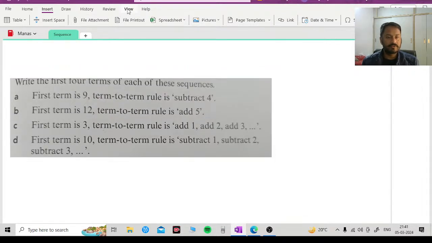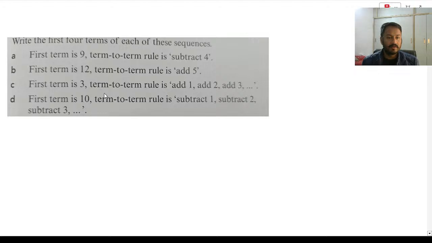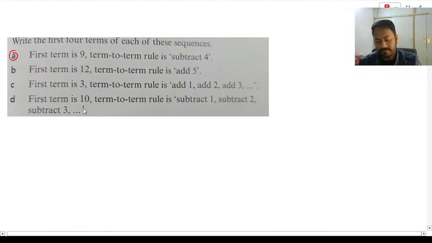Now the first question is based on this. Find the first 4 terms of the sequence. This is very simple, but still we'll do it so that we can understand the basic concept. So the term to term rule is 9 here.